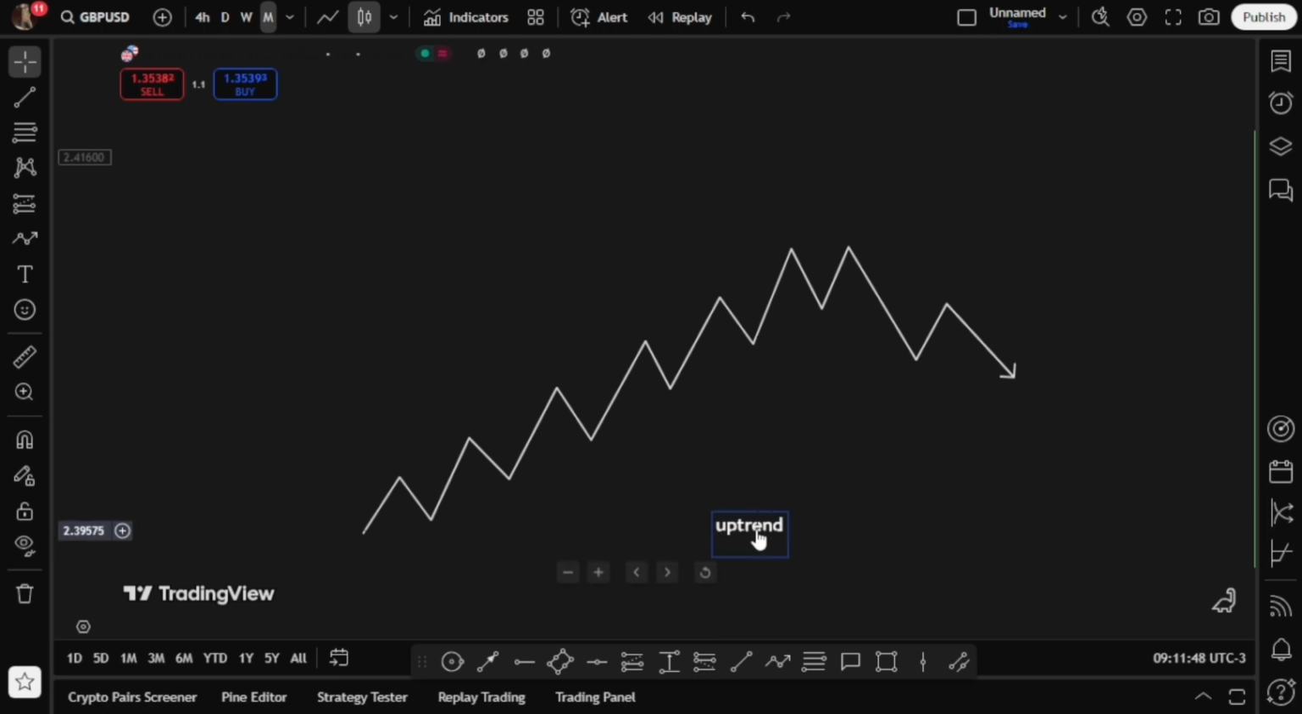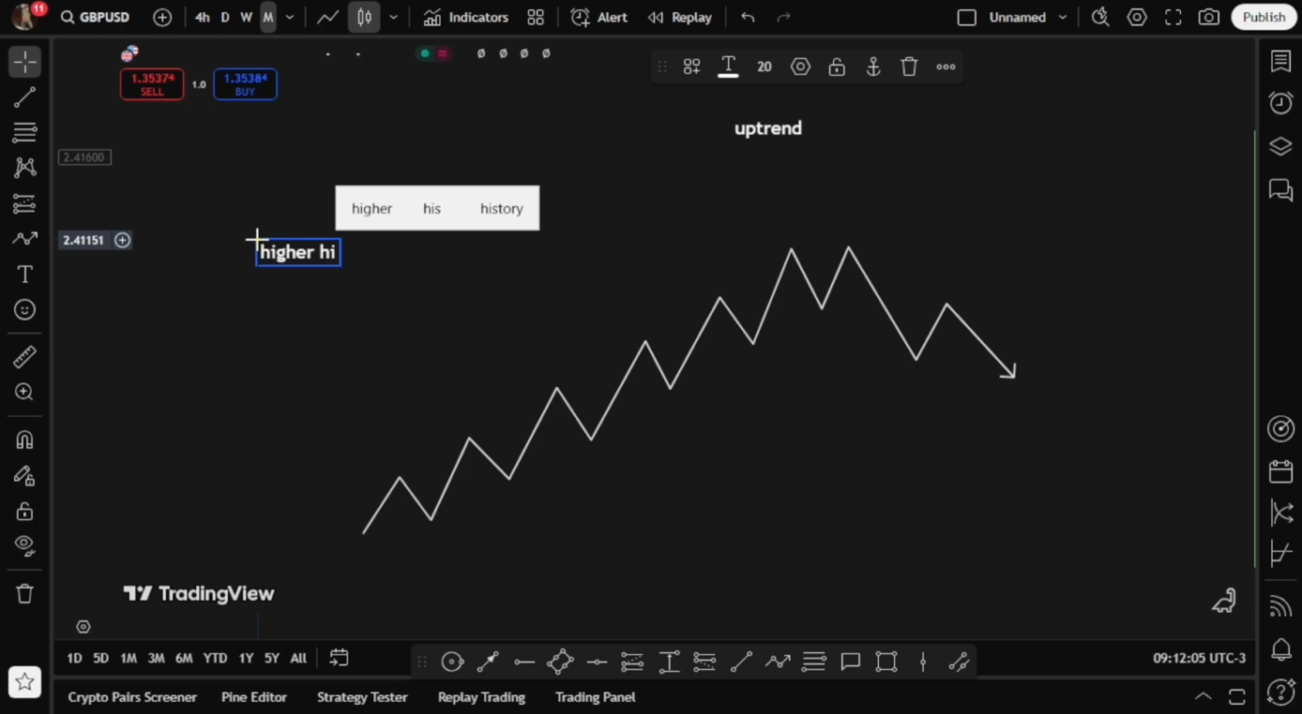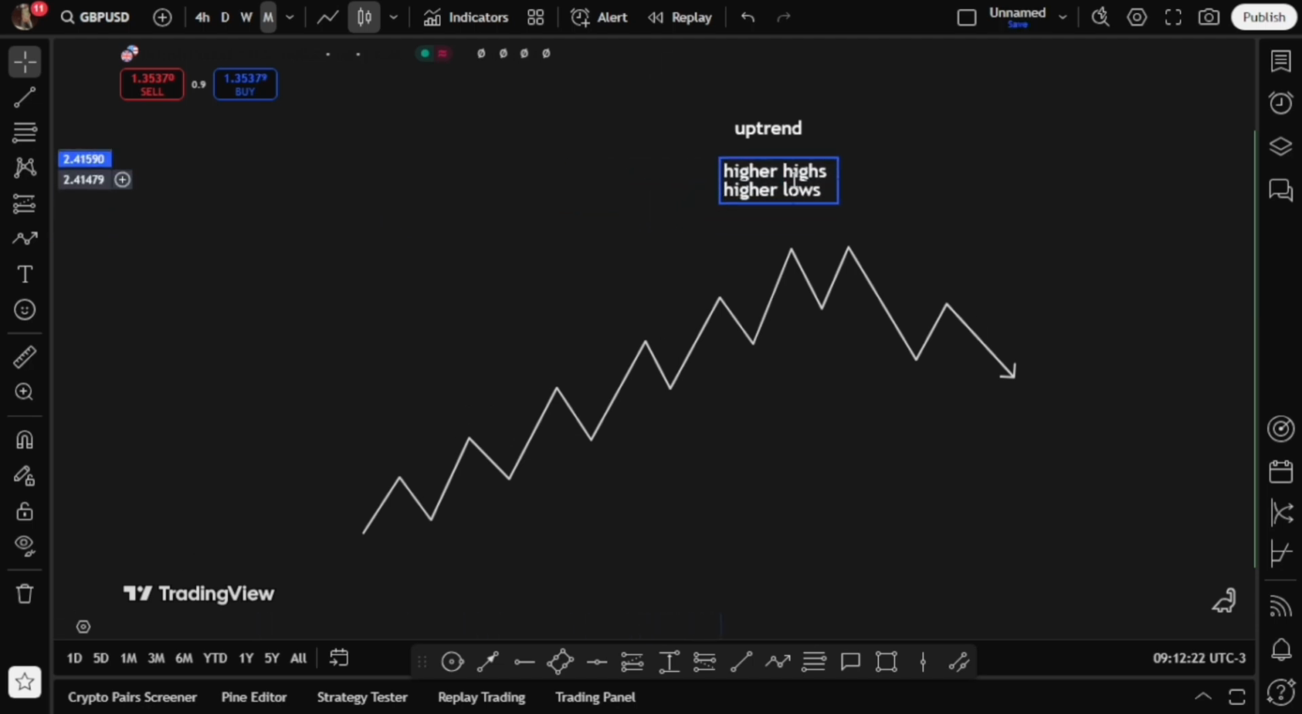There you have it. This is the uptrend. And in an uptrend, we have two components. We have the higher highs, and then we have the higher lows, right? Yes, those are the two components involved in an uptrend.